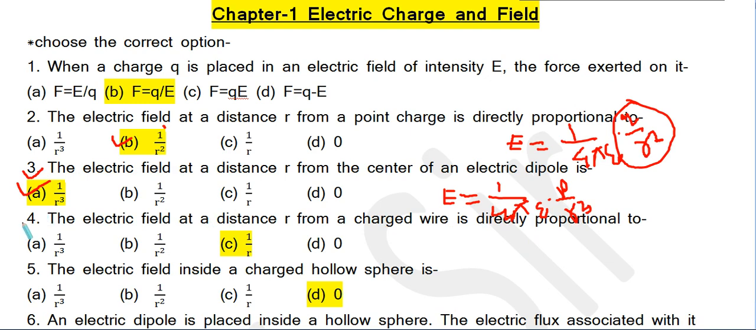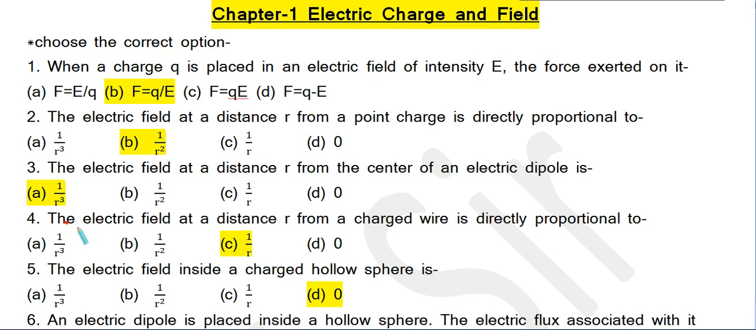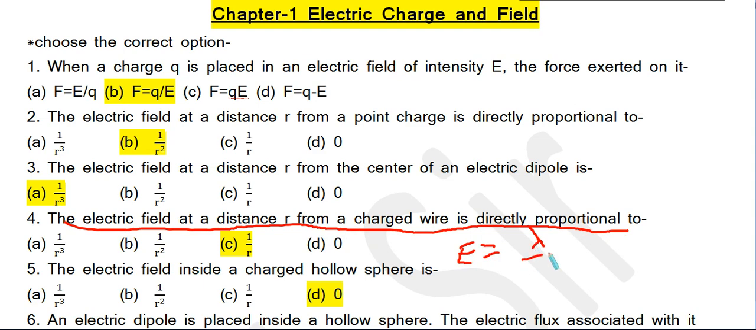Next, fourth question. The electric field at a distance r from a charged wire is directly proportional to. First let us see the formula: the electric field due to a charged wire is E equals lambda upon 2 pi epsilon naught r. So E is inversely proportional to r. Hence option C is correct.